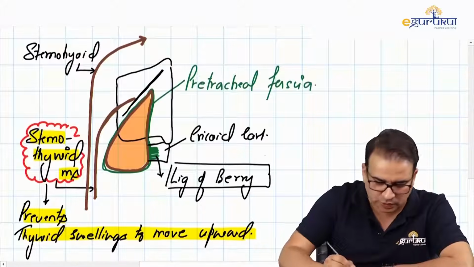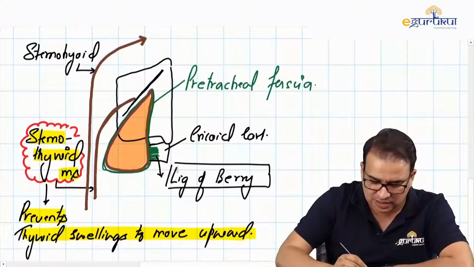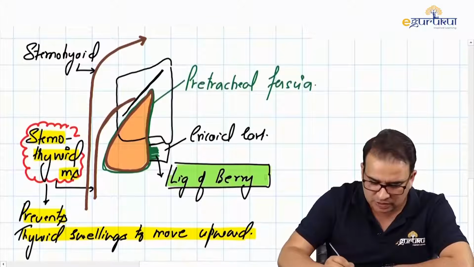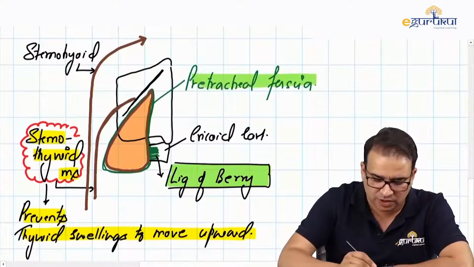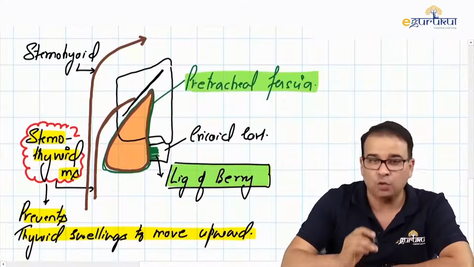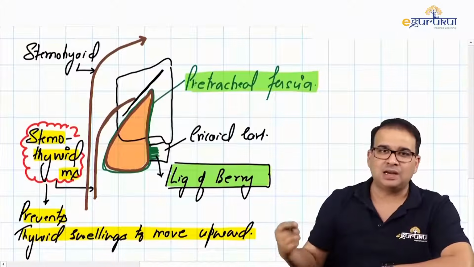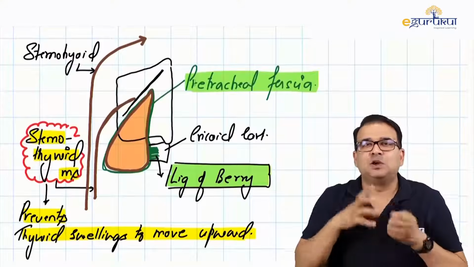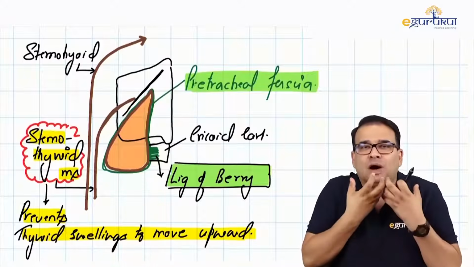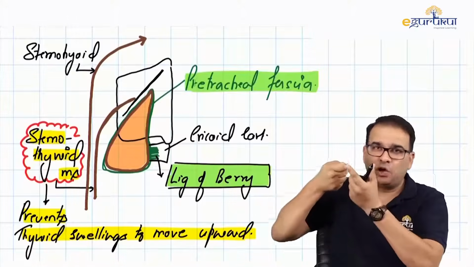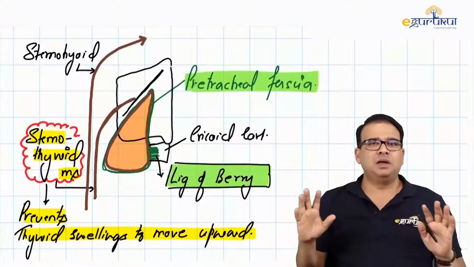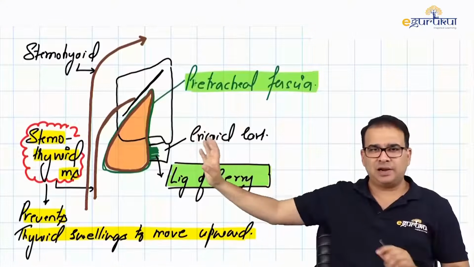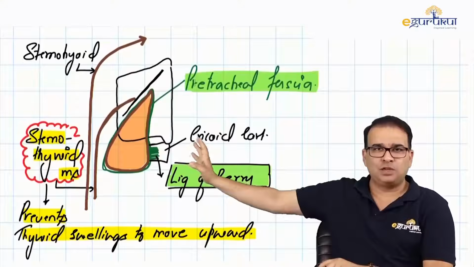Suspensory ligament of Berry. So one question here is, what exactly is the suspensory ligament of Berry? Well, the ligament of Berry or suspensory ligament of Berry is a modification or thickening of pretracheal fascia posteriorly, attaching it to the cricoid cartilage. So every time deglutition takes place, obviously when the cricoid cartilage moves up, it will also pull the thyroid gland along with it. But presume that the thyroid cartilage and cricoid cartilage are in their position. We're not talking about deglutition.